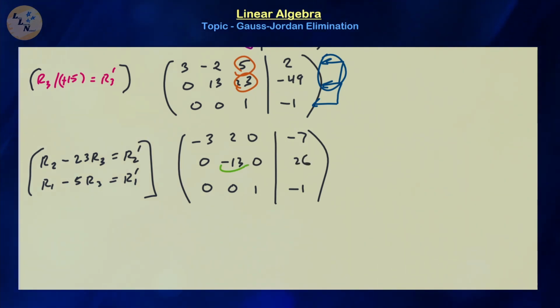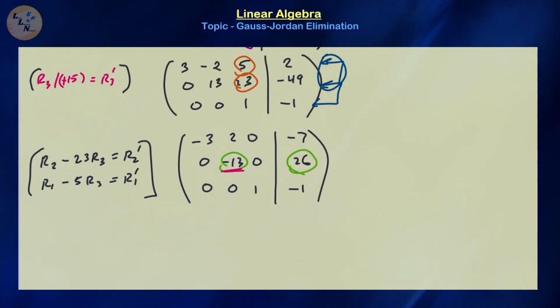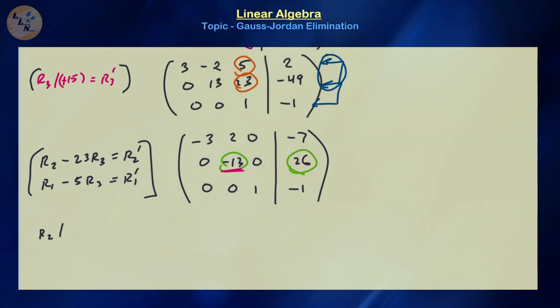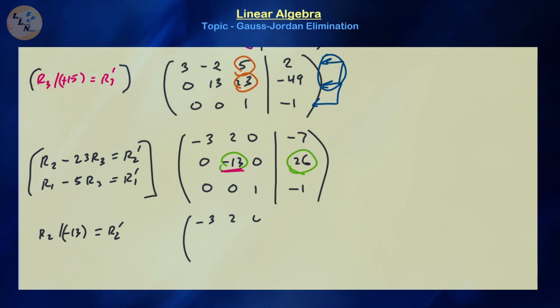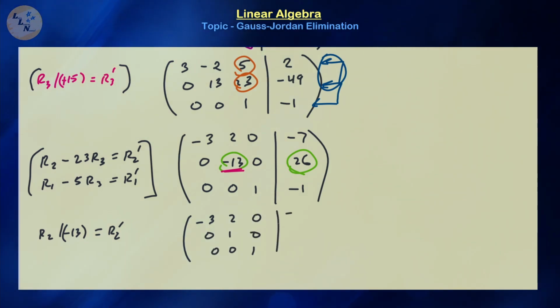Now notice we have something very, very nice. On that second row, I can divide everything by negative 13. That's going to make that left entry equal to 1, which is ideally what we want. So we're going to do row 2 divided by minus 13, and that's going to give us our new row 2. So that's going to give us 3, minus 2, 0, 0, 1, 0, 0, 0, 1, augmented with negative 7, minus 2, and minus 1.